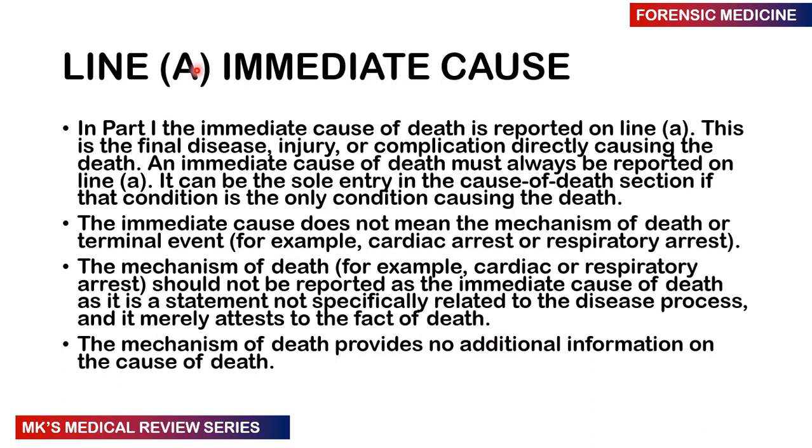So we have line A, which is our immediate cause of death. So remember that this is the final disease or the injury or the complication that has directly caused this person to trigger into an event that has led them to die. So this must always be put on line number 1. This can be the only thing that you actually enter as the cause of death in this section. So it's okay if this is specific. And like I said, this doesn't mean the mechanism of death. So we do not want to see things like cardiac arrest.